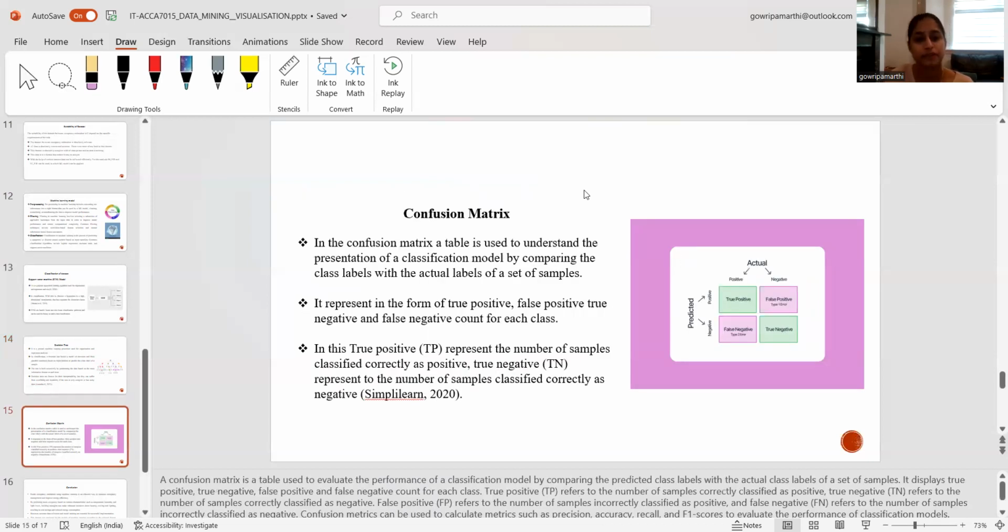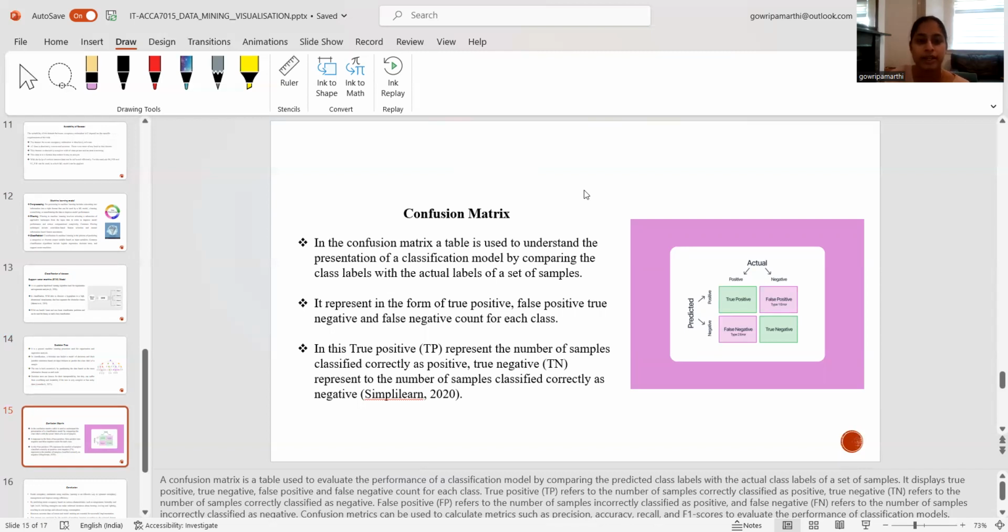Confusion matrix. What is a confusion matrix method? In the confusion matrix, a table is used to understand the performance of the classification model by comparing the predicted class label with the actual label. It represents the counts in the form of true positive, false positive, true negative, and false negative for each class.